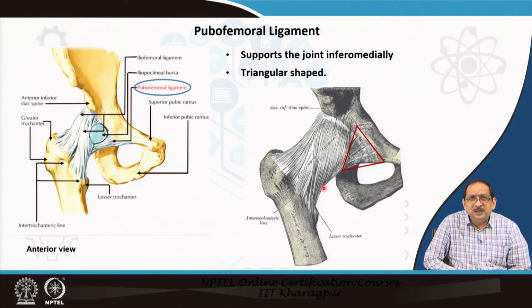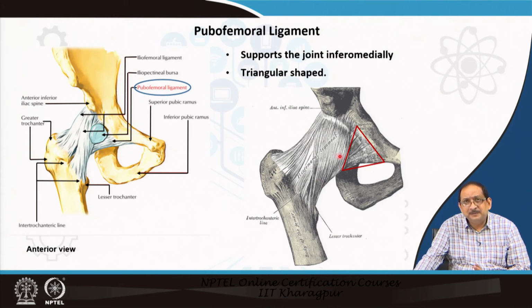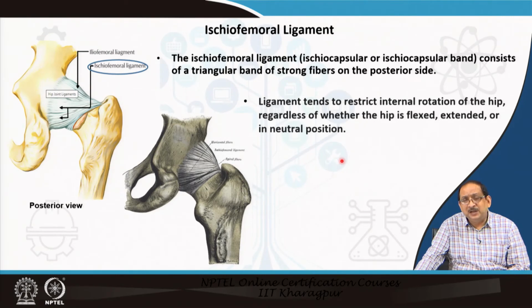The pubofemoral ligament supports the joint inferomedially. It is a triangular shaped ligament adjacent to the iliofemoral ligament. The ischiofemoral ligament, the third one, is located on the posterior side of the joint.